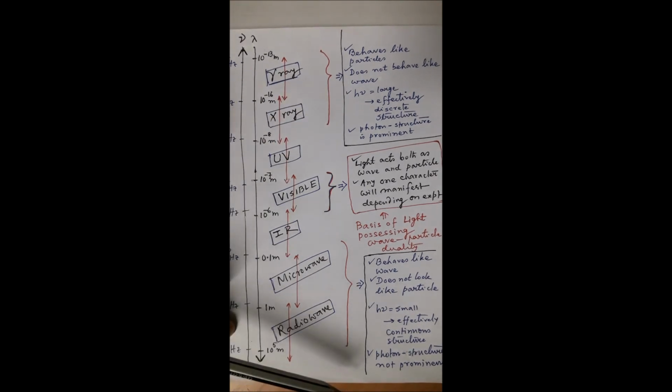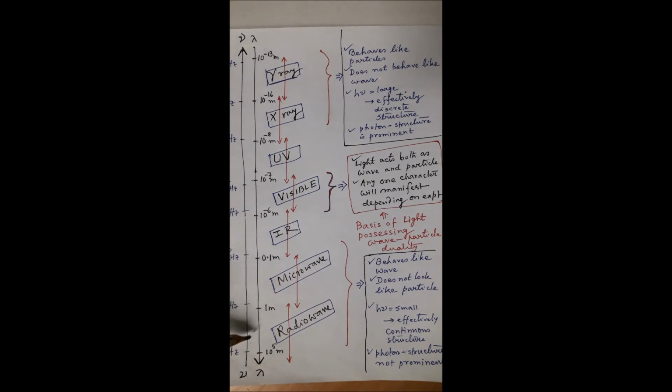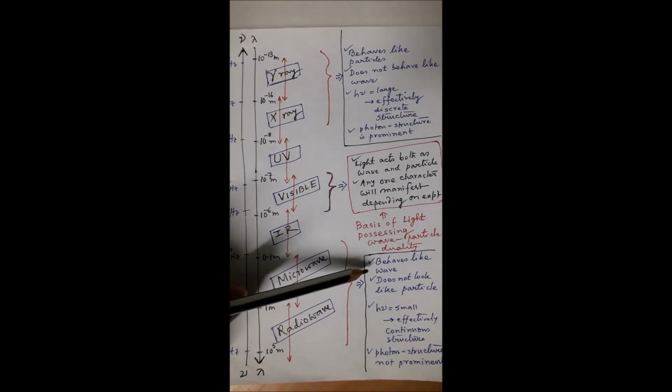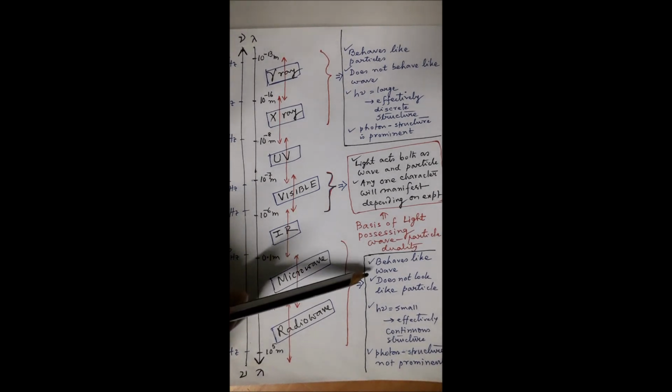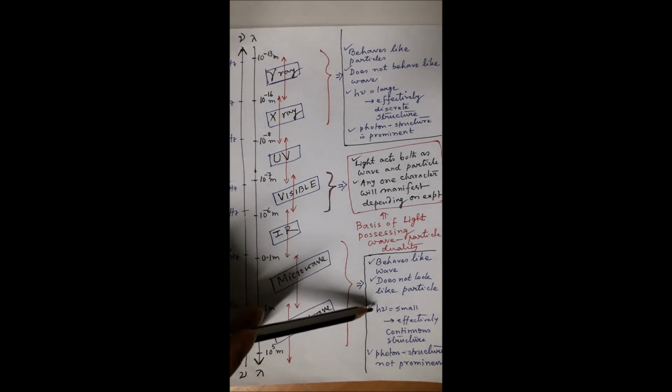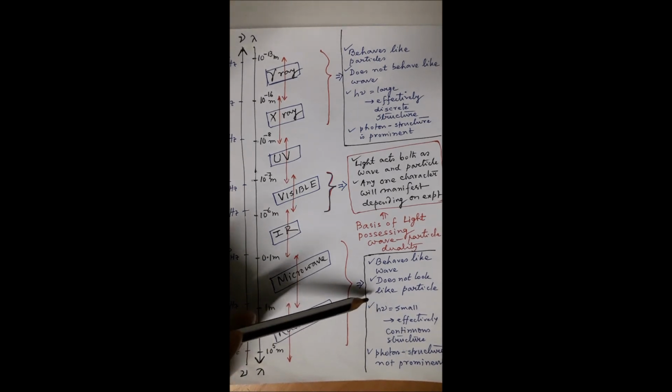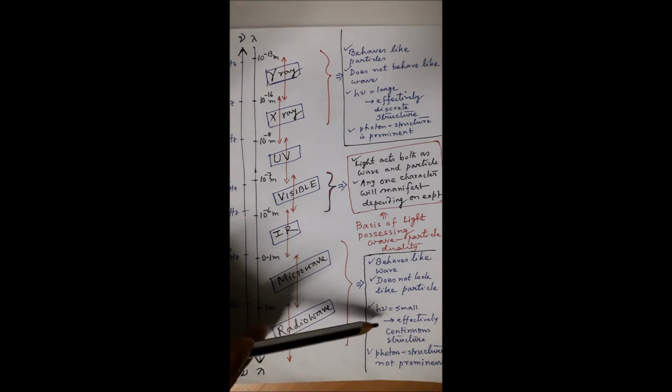While on the other end of the spectrum, nu is very small. This end of the spectrum, where we have radio wave and microwave, they behave as waves. They do not look like particles. This is extremely evident if we consider the concept of h nu. Nu being small, h nu is very small, so that effectively the structure is continuous. The photon is not important at this end of the spectrum.